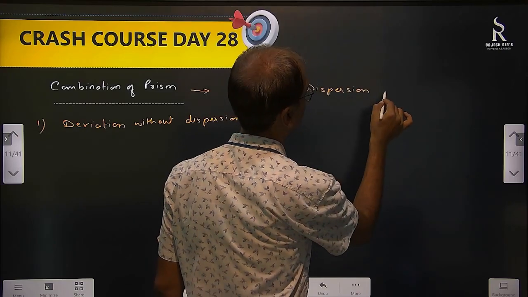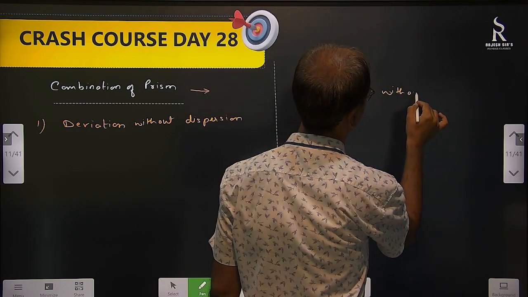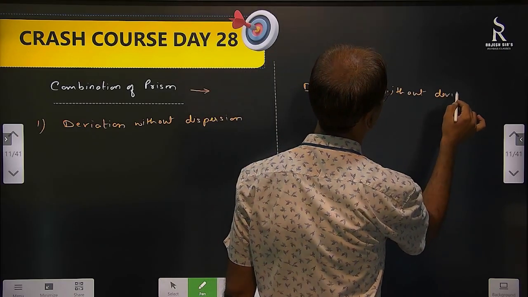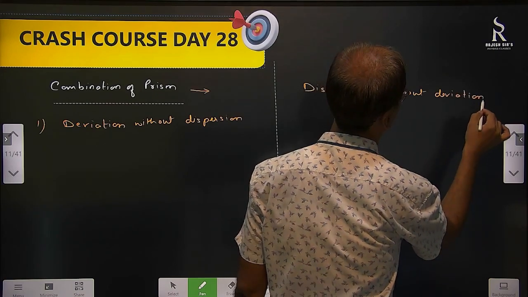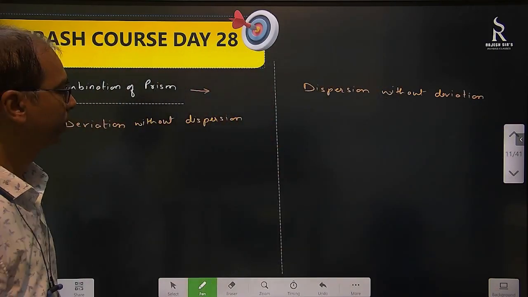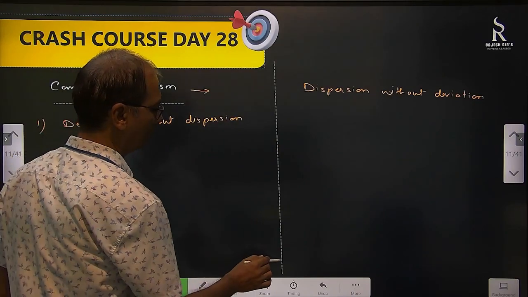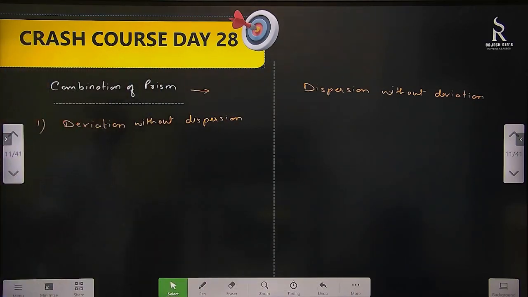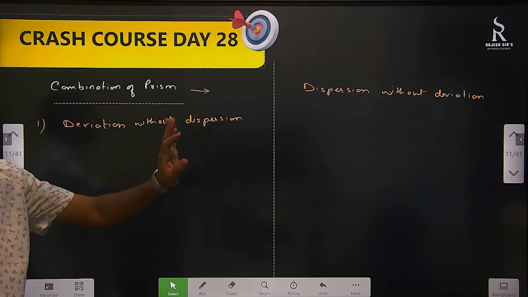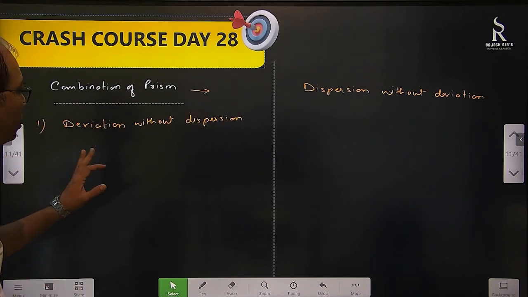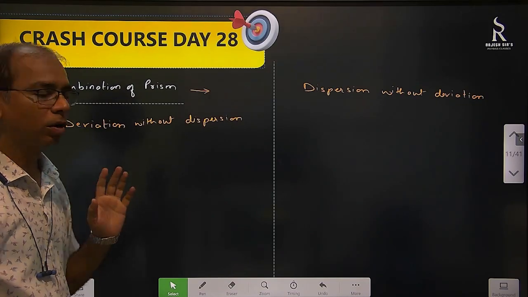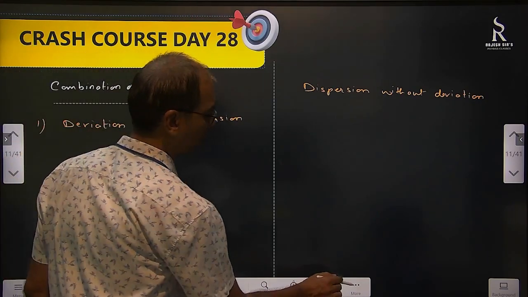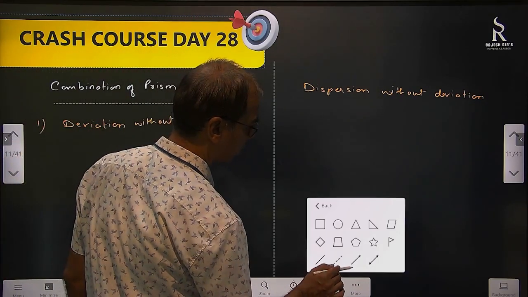Dispersion without deviation. Okay. First case we have in which we are talking about no dispersion. Second case we are talking about no deviation. Now dispersion means first of all we have a combination of prisms. So combination of prisms, how we are going to make?